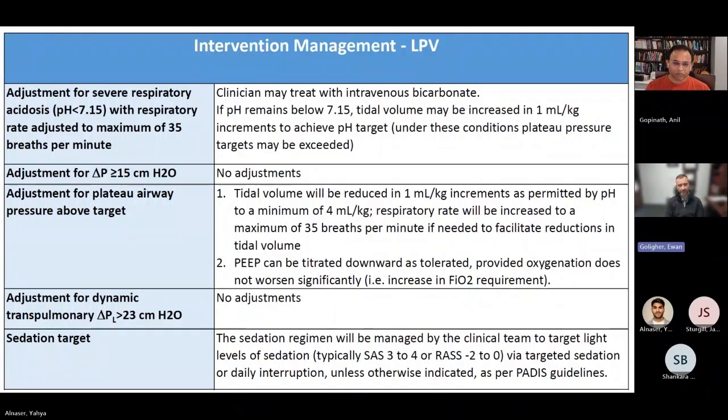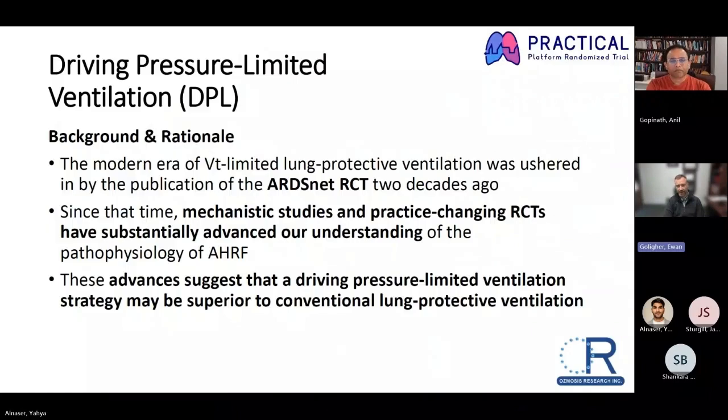And in this group, basically, we encourage guideline-based sedation targeting a SAS of 3 to 4 or a RASS of -2 to 0 according to your usual site practice. That's essentially the control group.